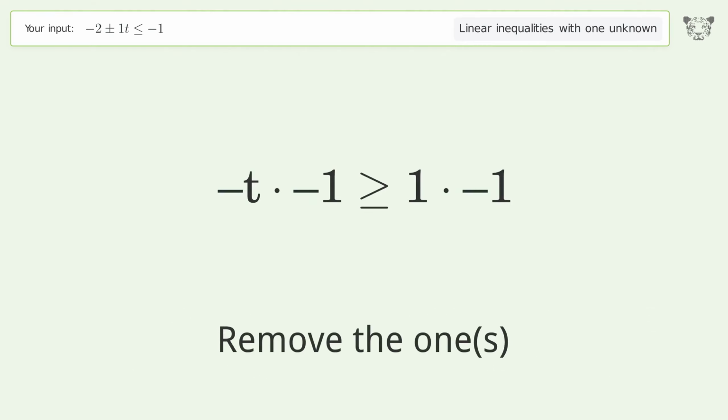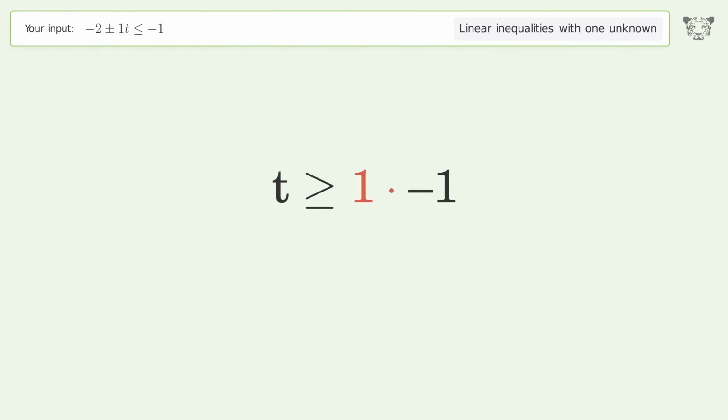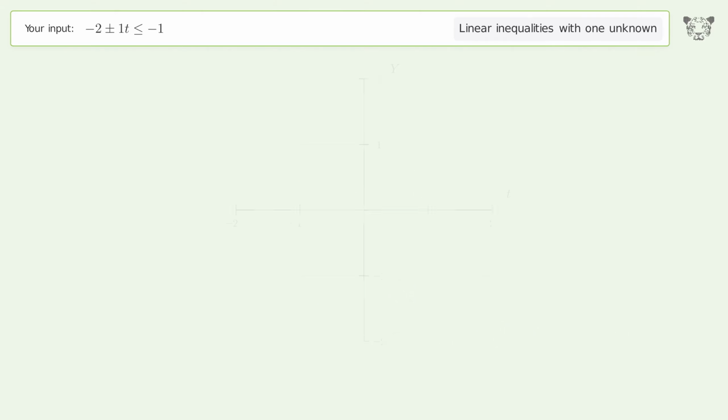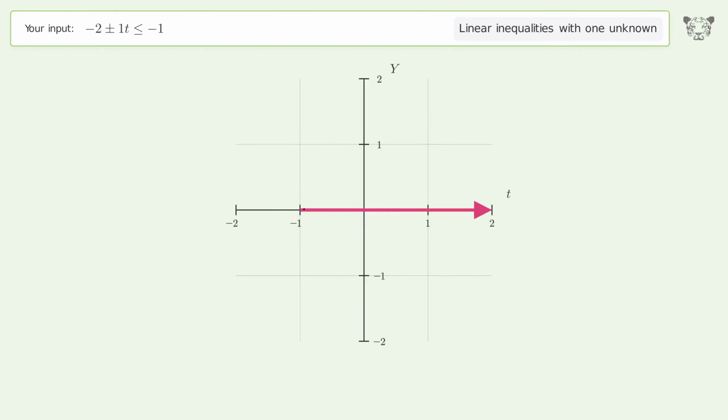Remove the ones. Plot the solution on a coordinate grid. And so the final result is t equal or greater than -1.